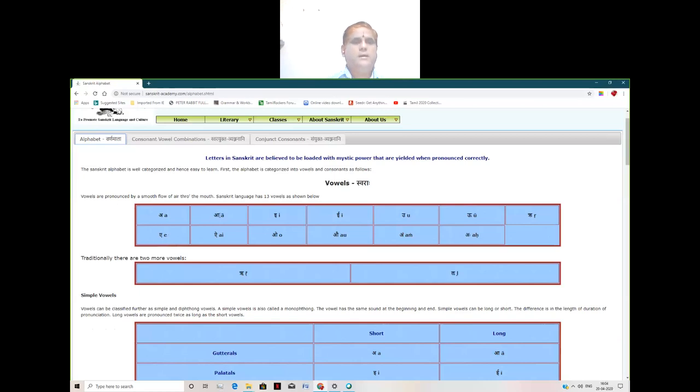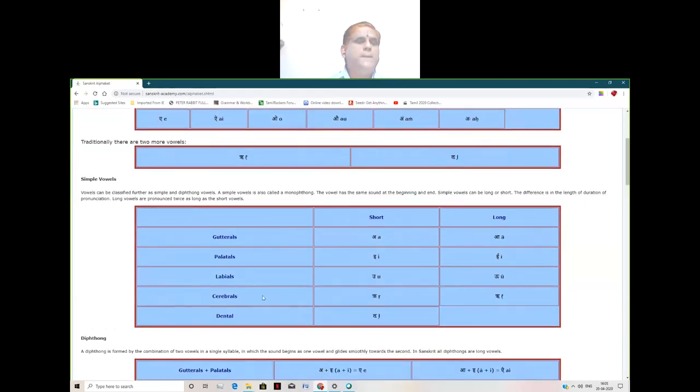A, E, U, R, I, O, Au, Aha, likewise. So traditionally there are two more vowels which are included here, shown separately in the box.